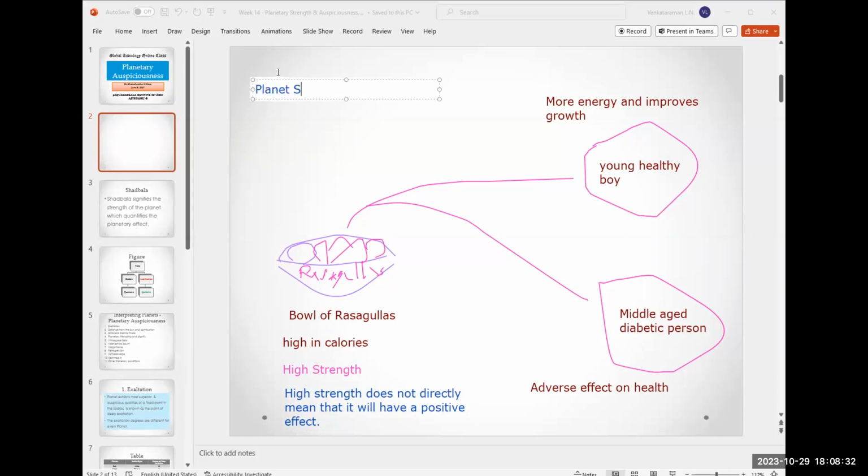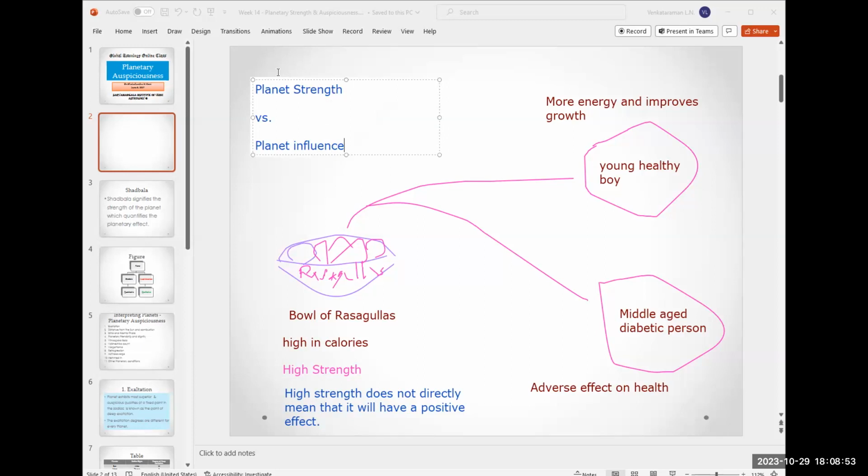Planet strength versus planet influence. So influence refers to whether it is auspicious, that is benefic, or whether it is malicious or malefic. Okay. And that is what was the two coordinates we saw.